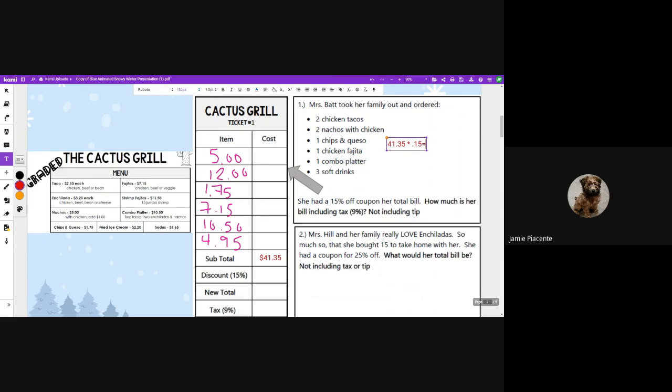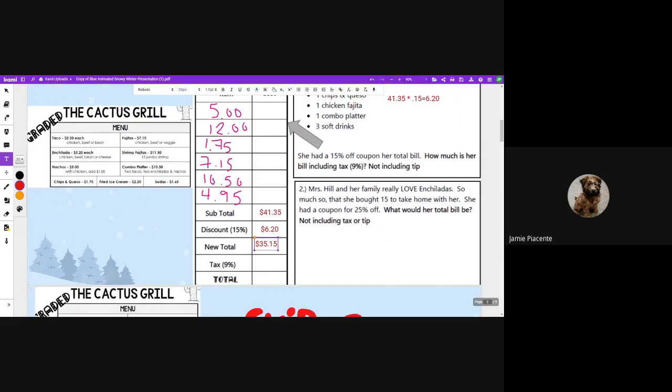41.35 times 0.15 gives us 6.2025, so $6.20. So that's our discount of $6.20. Now, we are saving $6.20. So to find my new total, am I adding or subtracting? Remember, we're saving it. You need to subtract. So we're going to take 41.35 minus 6.20, and we get 35.15. So that's our new total.